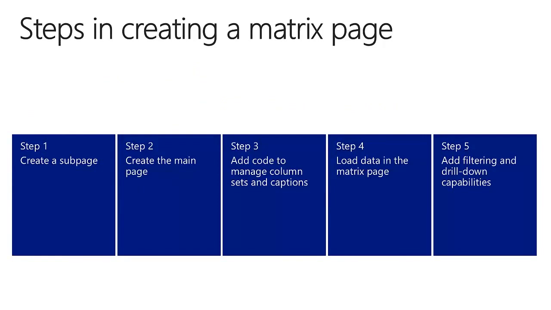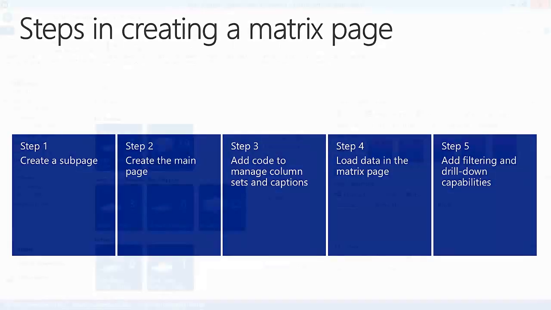In the first step, I will create a subpage which will be the matrix itself. In the second step, I will create the main page which will control the matrix subpage. In the third step, I will add code to manage column sets and captions in the matrix. In the fourth step, I will actually load the data into the matrix page. And finally, in the last step, I will add some filtering and drill down capabilities to my matrix page.